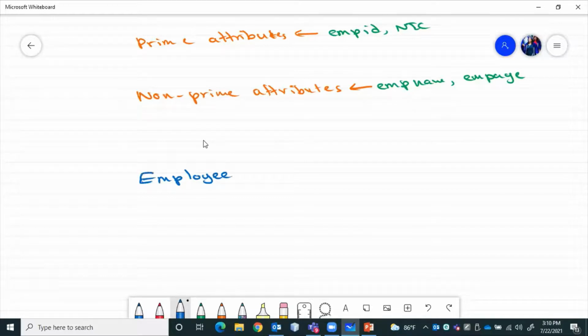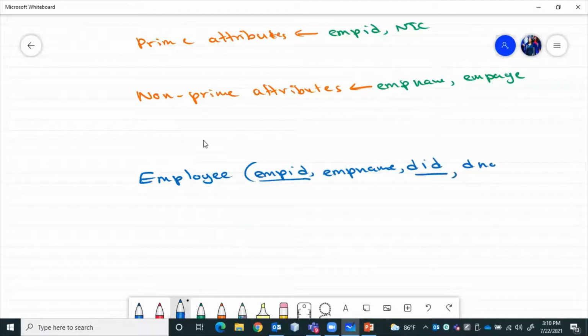Employee relation, right? Let's say we have an EMP ID, EMP name, and a department ID, DID. These two are the primary keys. And we have the department name, and let's say age. So we have employee ID and department ID, employee name, department name, and the age.